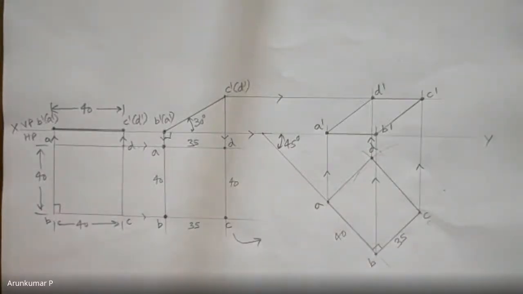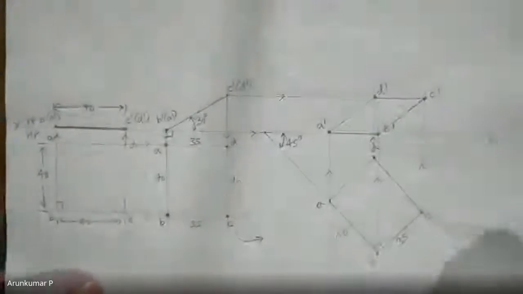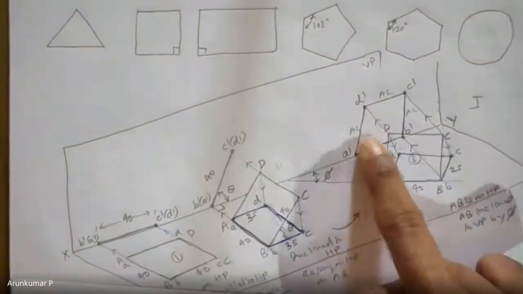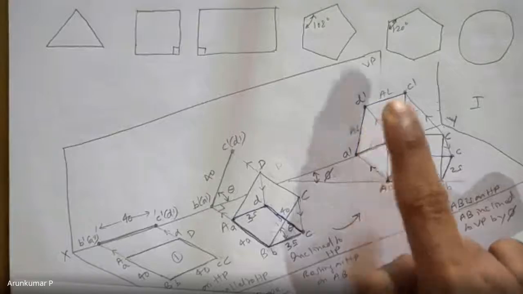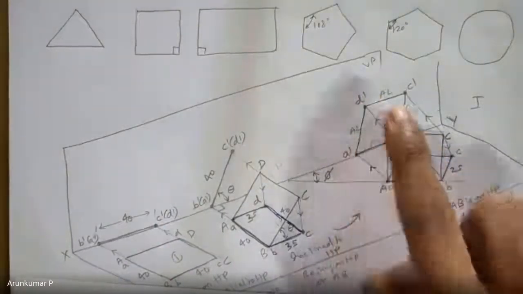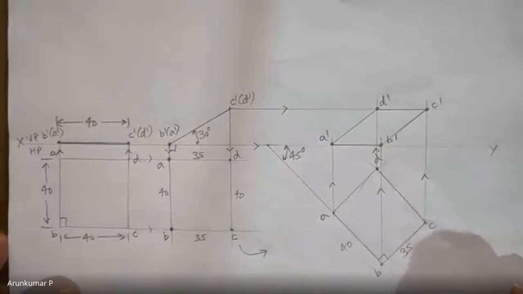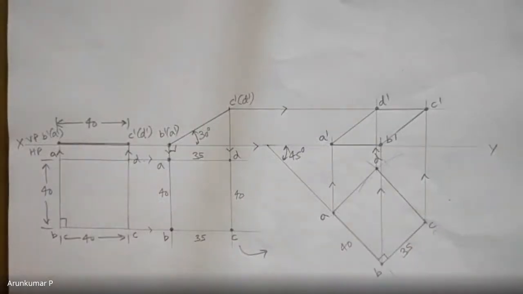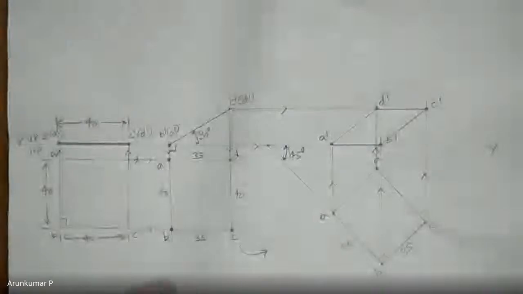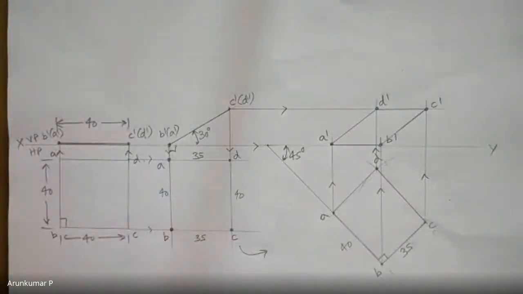And is this the shape that we had got when we drew it in 3D? Please check it out. See the front view. Same thing. None of the edges are in its true length. So this is the solution. This is how you have to approach the problem and solve.